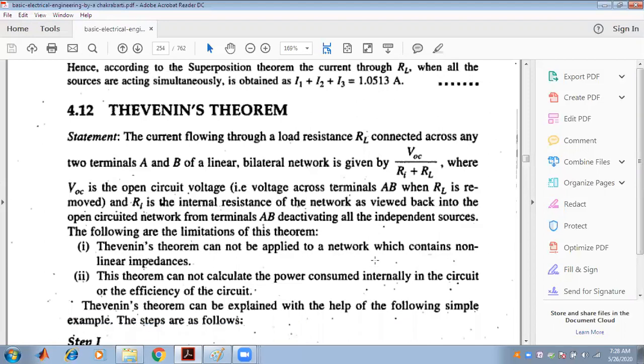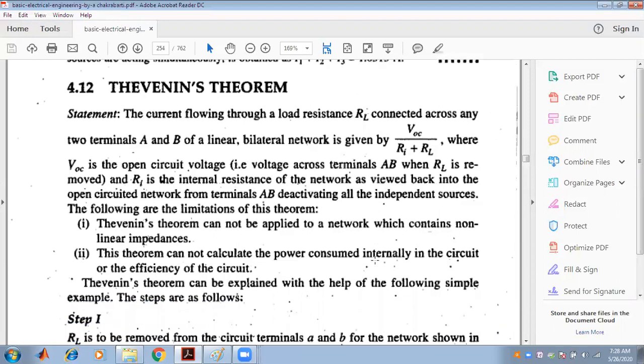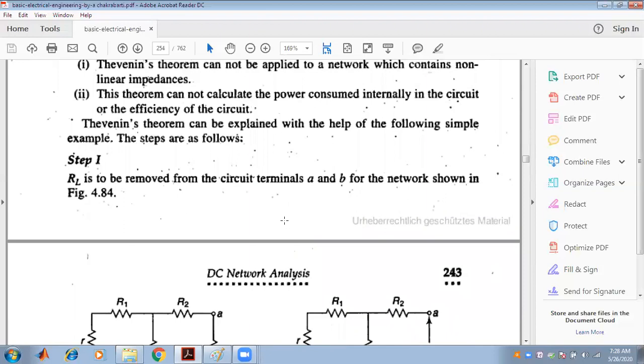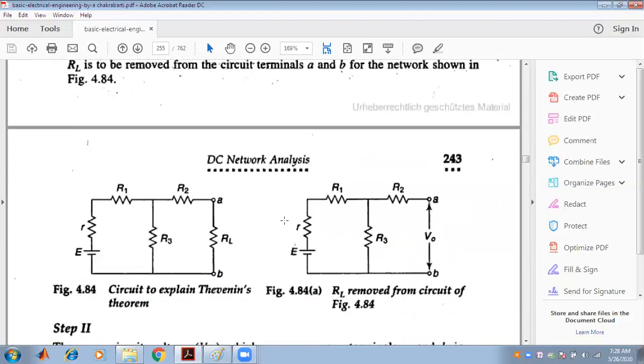The limitations of this theorem are that Thevenin's theorem cannot be applied to a network which contains nonlinear impedances. This theorem cannot be used to calculate the power consumed internally in the circuit or the efficiency of the circuit. Thevenin's theorem can be explained with the help of the following examples. First, this is called the load resistance RL. First we have to find the VOC or VTH.